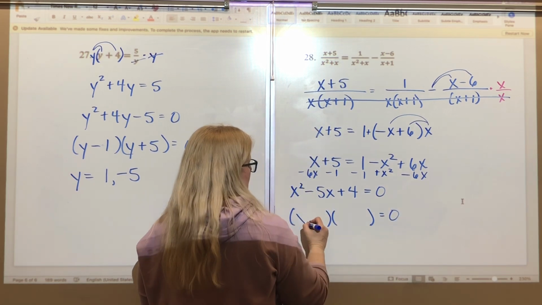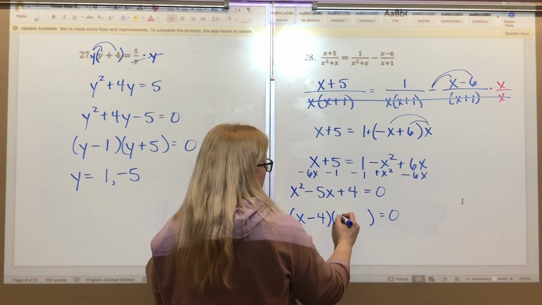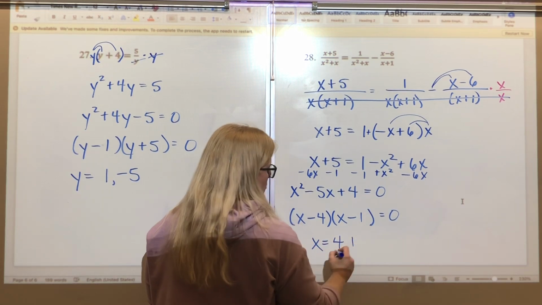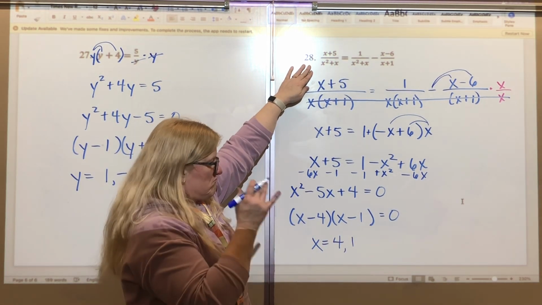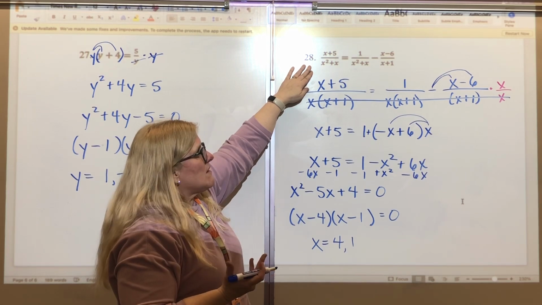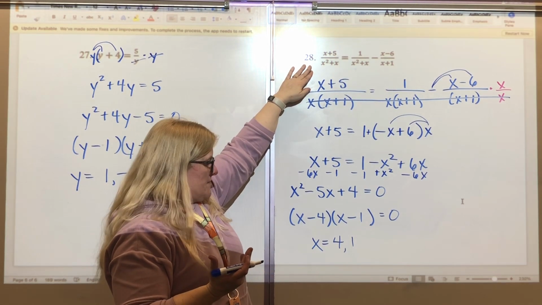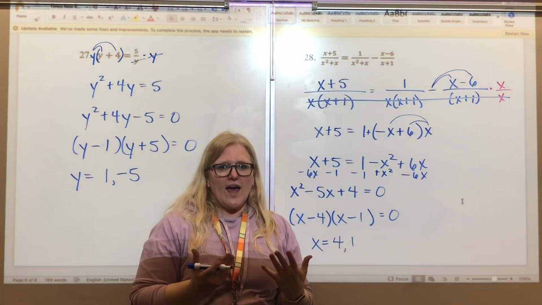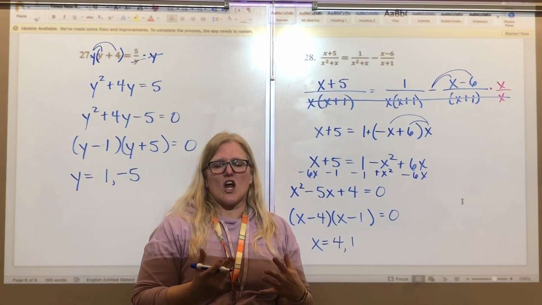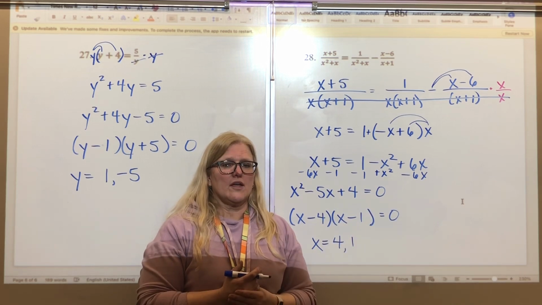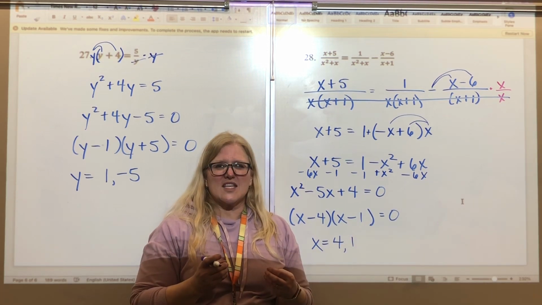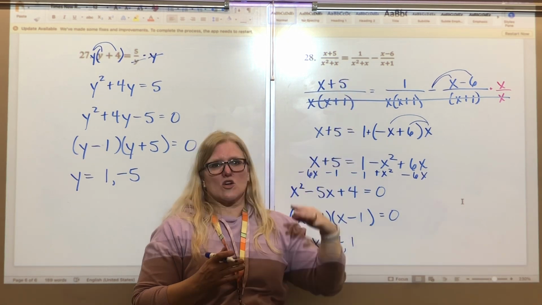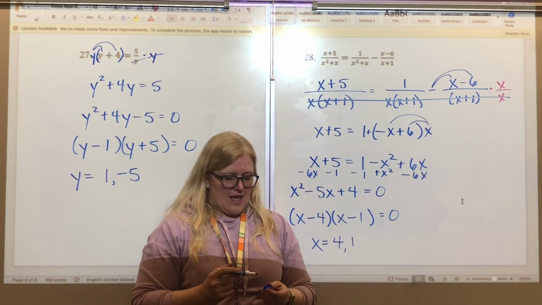And when I factor this, I get x minus 4, x minus 1, x equals 4 and 1. And just a quick look, I see they end up both working. Like I said, if you have an extraneous solution, chances are it's going to be a 0 in the denominator. So if you're taking the test and you don't have time to check for extraneous solutions, just check to make sure it doesn't make the denominator 0, and you'll be okay.